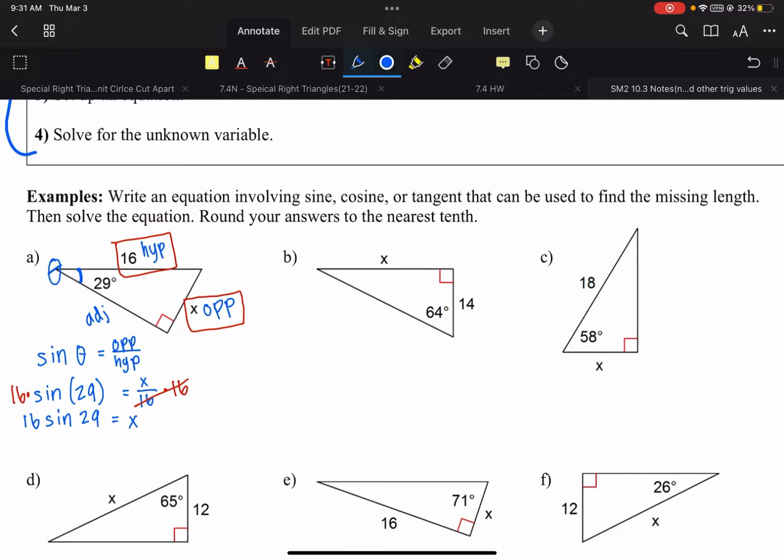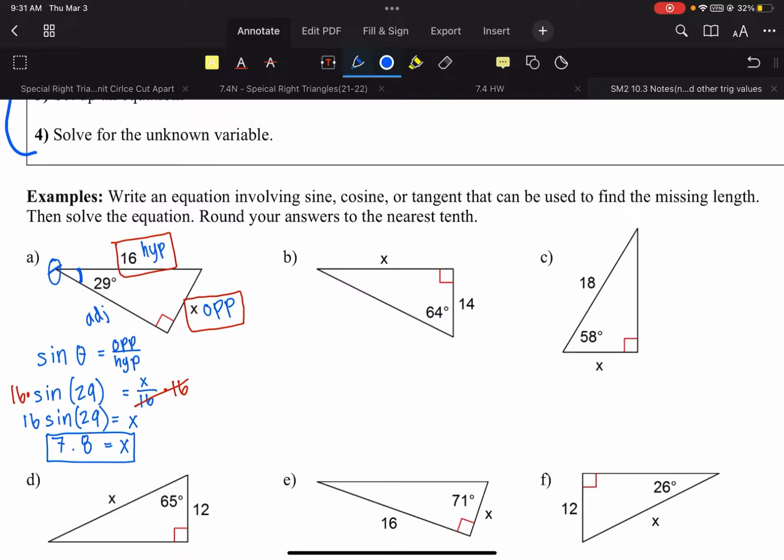Once the x is by itself, this is easy. I just type into my calculator 16 sine of 29. It should look exactly like this, except in your calculator you'll have parentheses around that 29. And you should get 7.8 if you round it to one decimal place. And that's what your x is equal to. One thing to notice is that when you're typing it into the calculator, you are not using the inverse sine. It's not the sine button that has the -1 with it. It's just the regular old sine button. Okay?